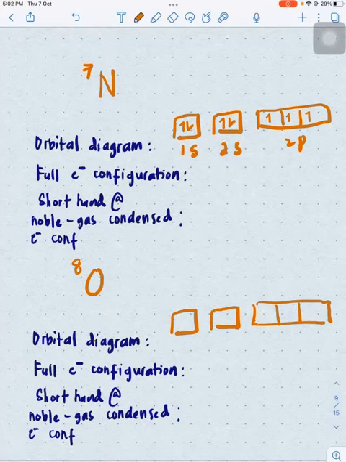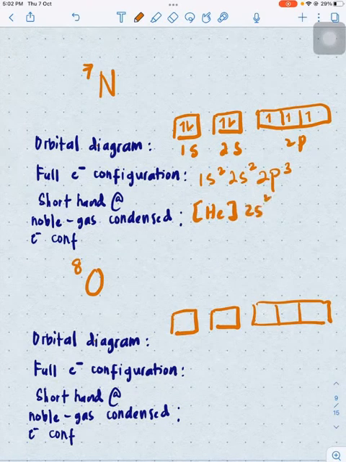Okay, alright. So the full electron configuration will be 1s2, 2s2, 2p3. Okay. Untuk condensed, Adibah mana? Adibah ada? Ada madam. Okay. So, what is the condensed electron configuration? He, 2s2, 2p3. Okay, very good. Alright.